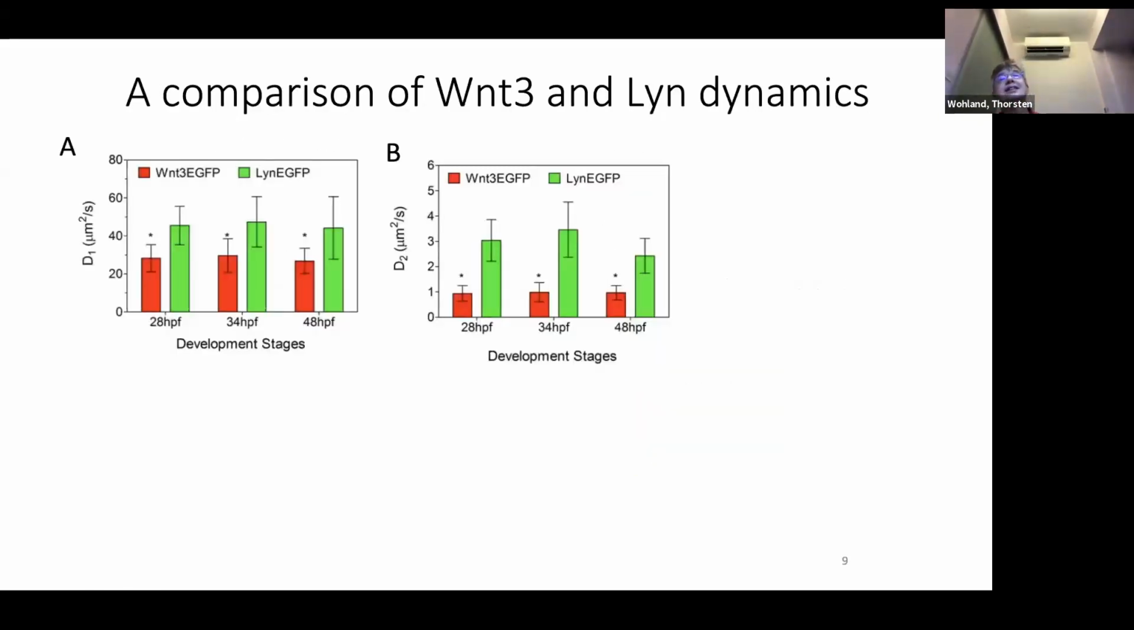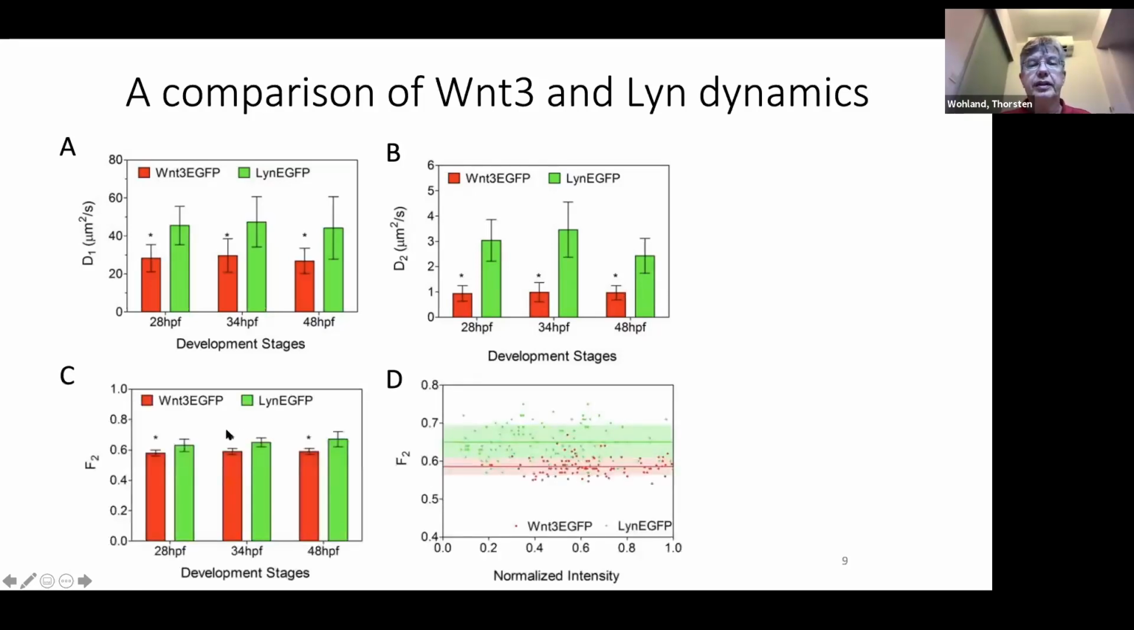Okay, so let's compare Wnt3 and Lyn. That's D1. The D1 is a fast diffusion coefficient, right? It's on the order of tens of micrometers squared per second. And you see that we see Lyn EGFP a little bit faster, but well. D2 is a much smaller diffusion coefficient, right? At least 10 times smaller than what we see here, right? And you see here a diffusion coefficient on the order of micrometers squared per second, for Wnt3 EGFP and for Lyn EGFP on that order.